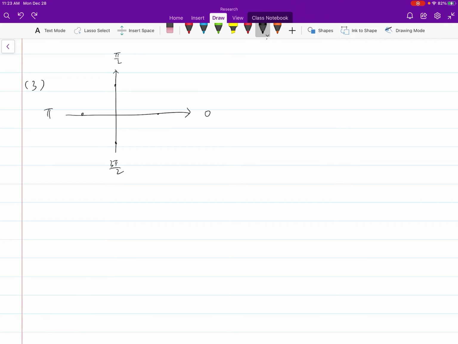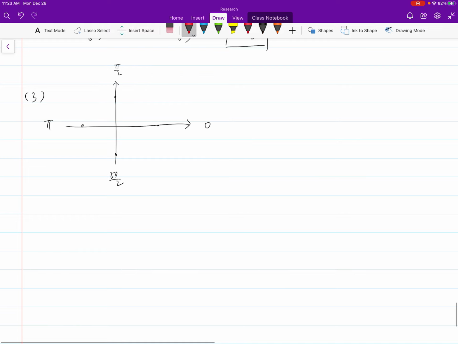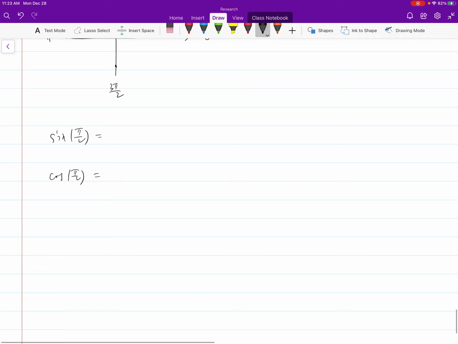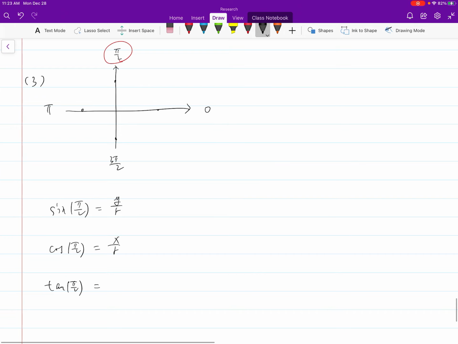So try your best to write down the sine, cosine for all these four angles. I will start with one. Let me try this one to make it not standard. Sine pi over 2, cosine pi over 2, tangent pi over 2. Since we don't have a right triangle, we just need to do this.